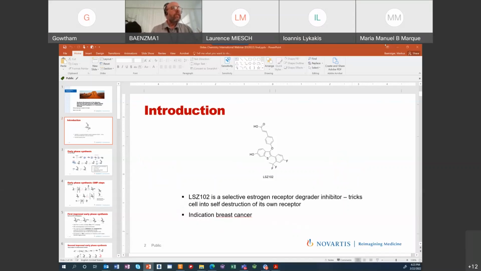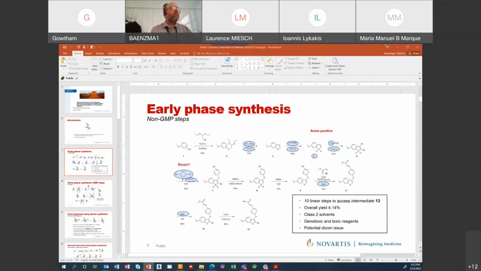LSZ102, you see the structure here. It's a benzothiazine system, a carboxylic acid, and a fluoroaromatic. The early phase synthesis started from 3-methoxythiophenol. Then the first step was alkylation with bromoacetaldehyde diethylacetal in acetone, 90% yield.